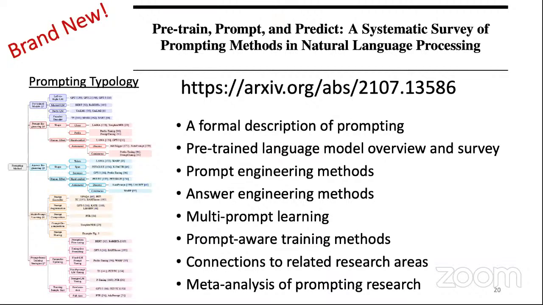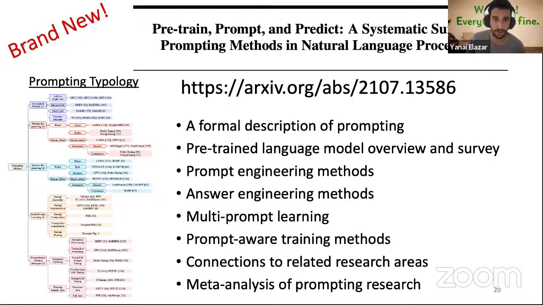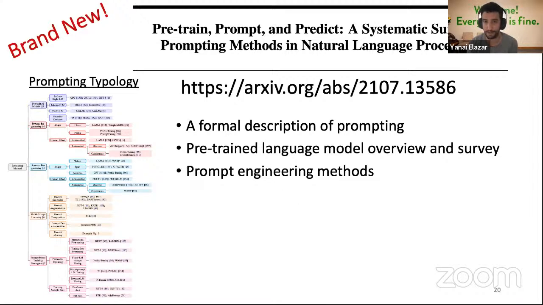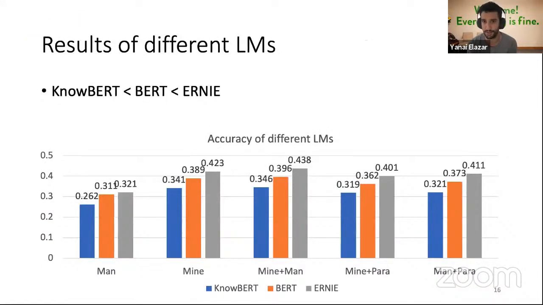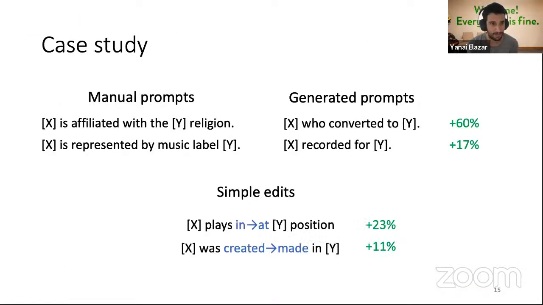I have one question. In one of the examples you showed, one of the prompts for the religion relation actually means something else. I think the original one was something like, is affiliated with, and who converted to. So it doesn't exhibit the same type of relation, right? So what exactly do you measure here?